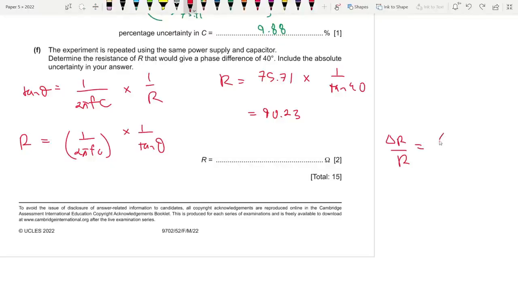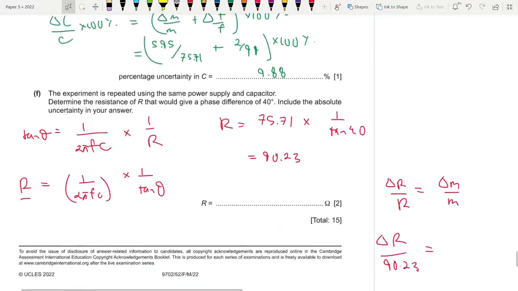You could say that del m by m into, yeah, that's it. It only depends on the gradient. Or you could break it down into f and c. That's your choice. You would get the same answer. Or you can just go for gradient because this value of R only depends on gradient, right? That's why I can opt for this. So actually del R divided by 90.23 is equal to 5.95 divided by 75.71.